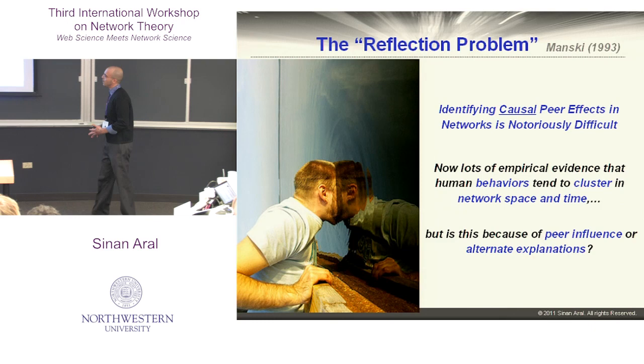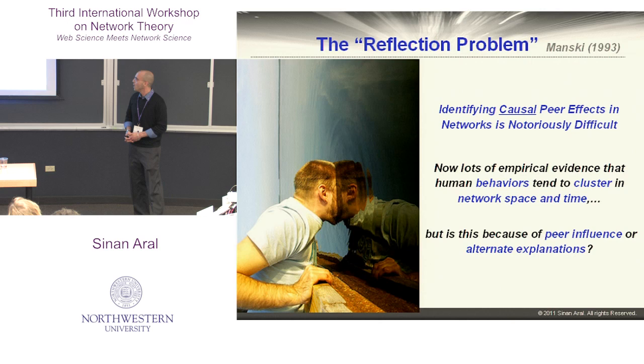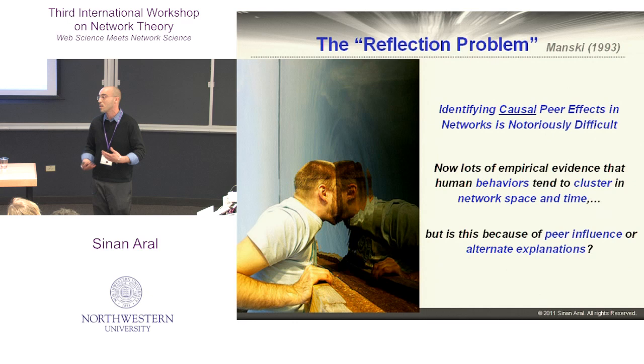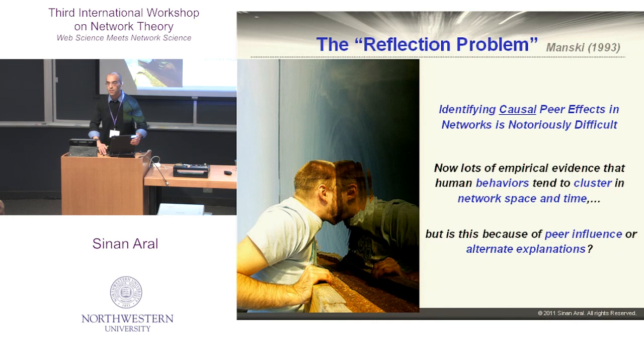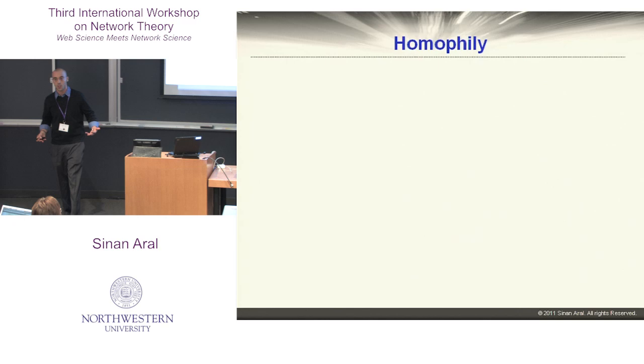So in network science, this is known in part as the reflection problem. So identifying causal peer effects is notoriously difficult in networks. We now have lots of empirical evidence that behaviors tend to cluster in network space and in time. So even in longitudinal data, people that are linked tend to exhibit the same behaviors and also tend to exhibit these behaviors at approximately the same time. But the real question here is: is this because of peer influence or some alternate explanations of these cascading type behaviors? And one potential alternate explanation is obviously homophily, right?